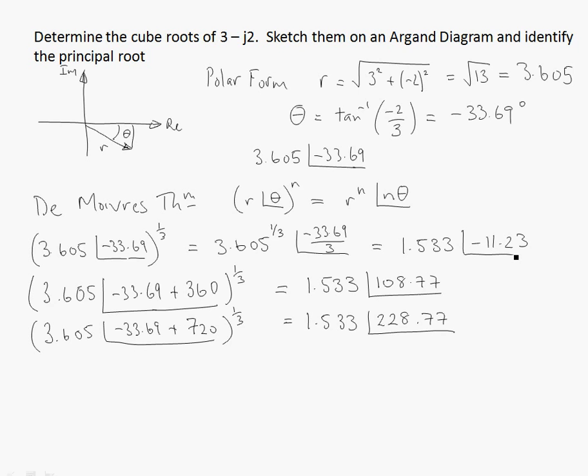So the 3 cube roots are this one here. I'll label them A, B and C. Now, the question here didn't specify what sort of angles we could use, so these are three distinct roots. If you needed values between 0 and 360, you would have to rewrite that one as 348.77.